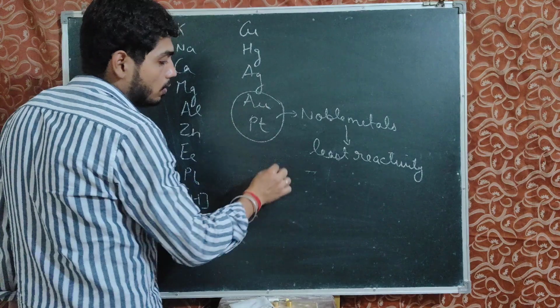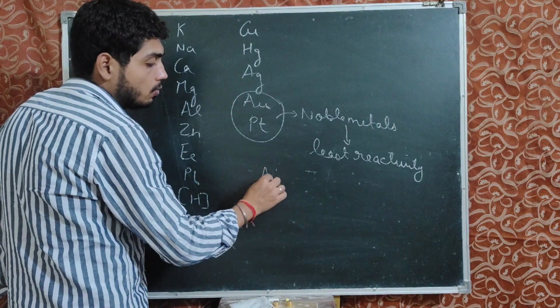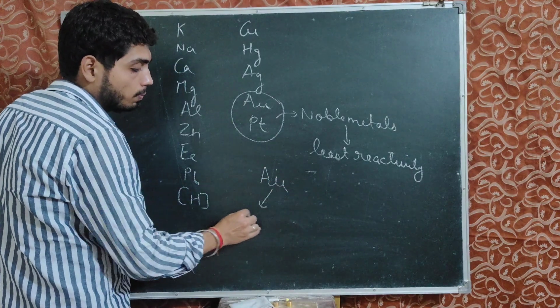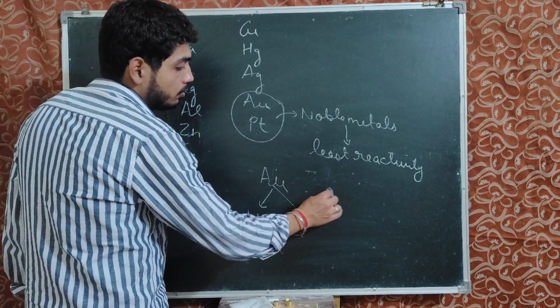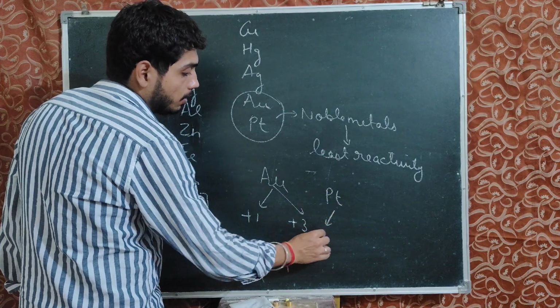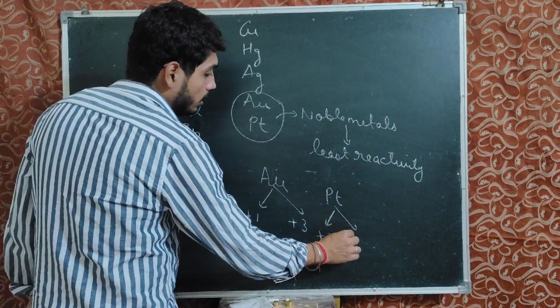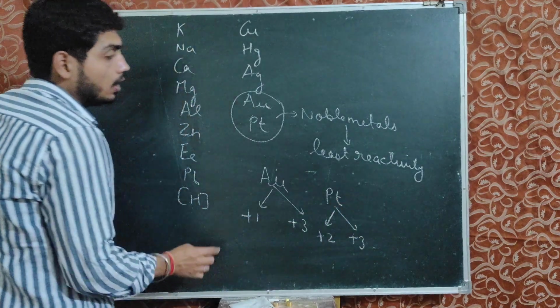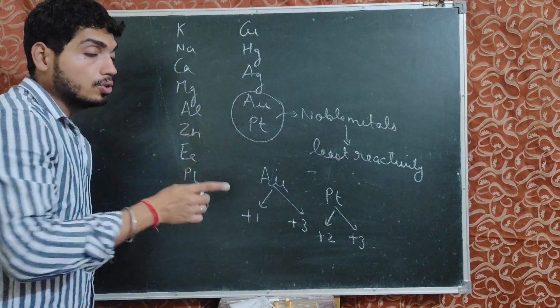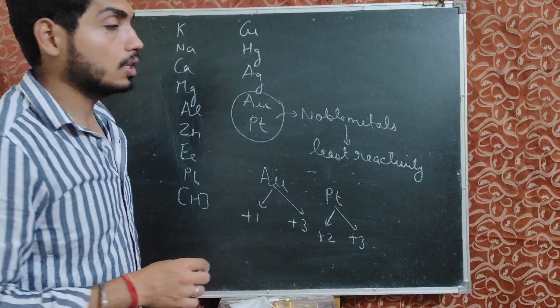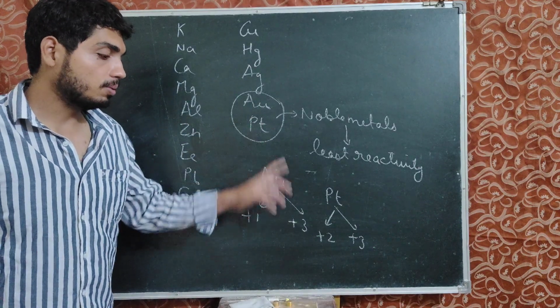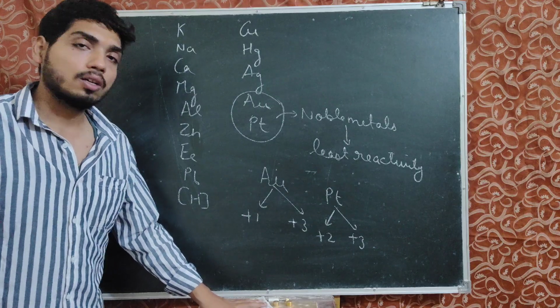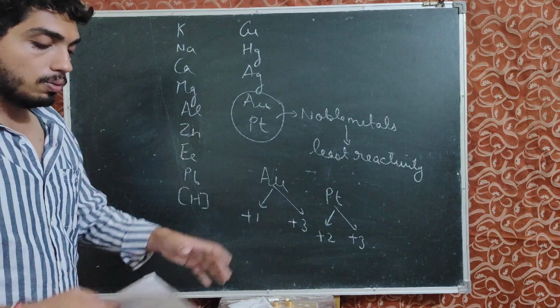And if we talk about the variable valency, we very well know that gold shows a valency of +1, aurous, and a valency of +3. Platinum shows platinous and platinic: platinous +2, platinic +3. These two elements are only soluble in a compound known as aqua regia. Aqua regia is also the king of acids. So these are only soluble in that. Are you getting it or not? So these are known as noble metals.